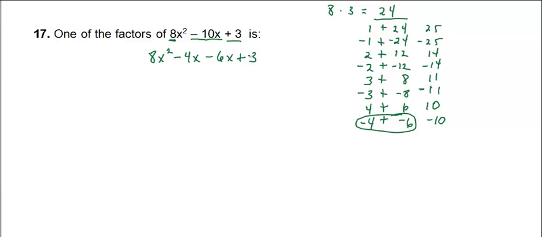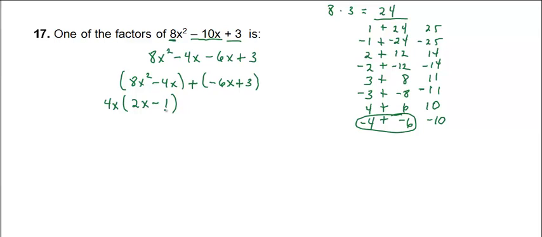Now we use factoring by grouping as our next step. So I'm going to group our first two terms together and our last two terms together and remove the greatest common factor. So in the first grouping, the greatest common factor would be 4x. When I remove a 4x, that gives me a 2x minus 1.